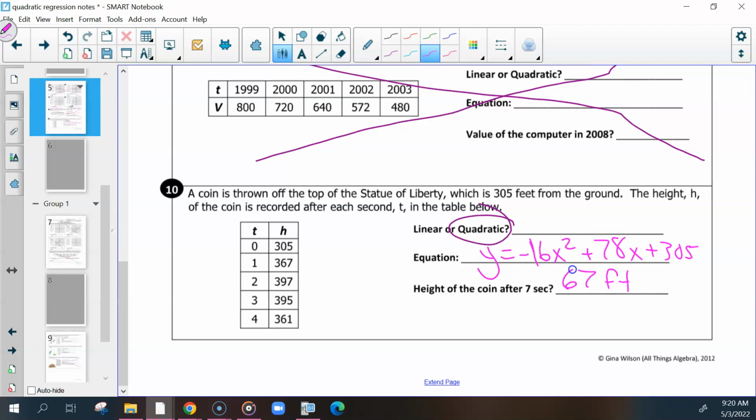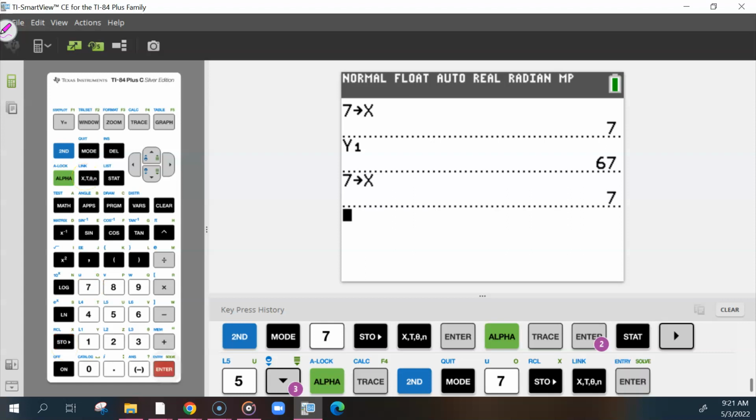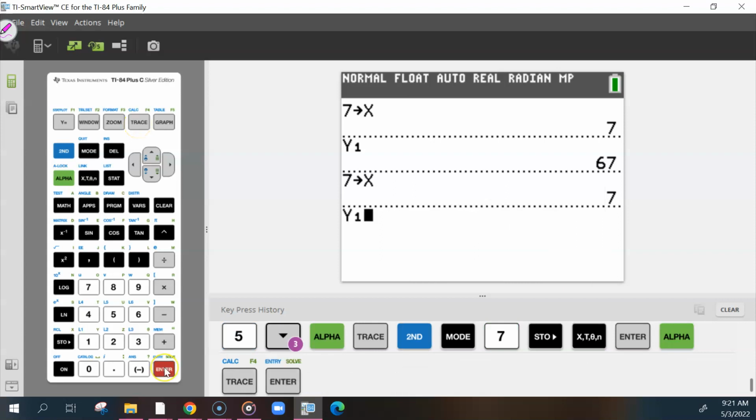Do you like the last 2 steps? Are you hearing about this part? Okay. So after you found your equation and you stored it, you hit 7 STO x, enter. That stores it for x. And then go back and grab wherever you stored your equation from. So alpha trace, wherever you stored it, hit enter, and then enter one more time.